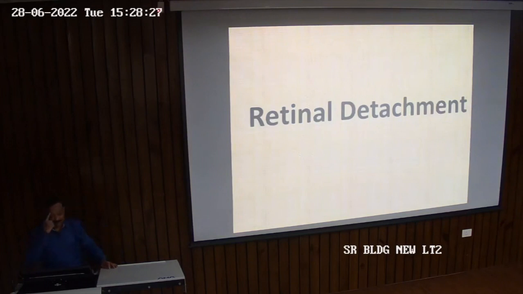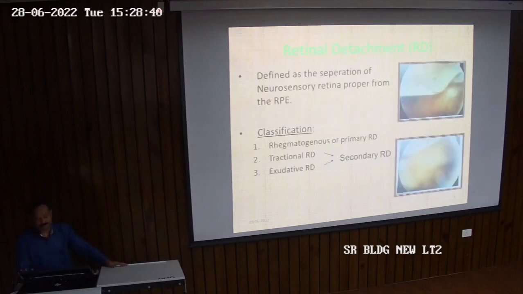So this is just a basic structure of the retina. Now we come to the condition known as retinal detachment. Detachment means when it is moved from its normal position. Retinal detachment is described as the separation of the neurosensory retina from its normal retinal pigment epithelium.